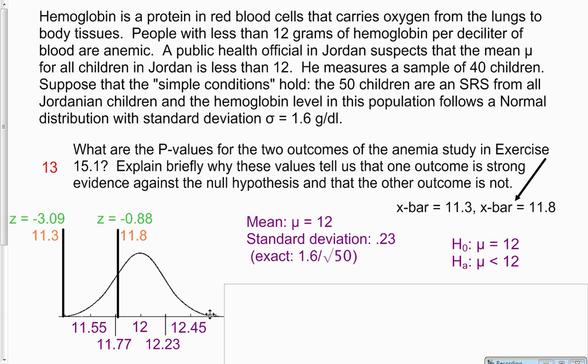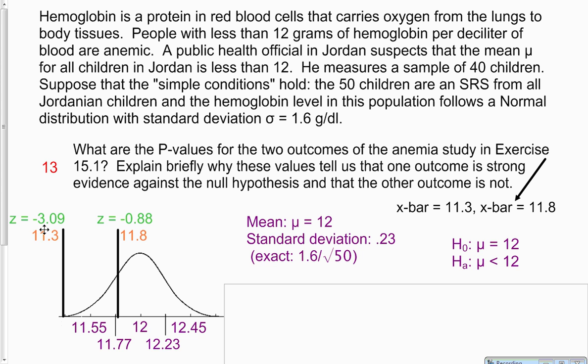Alright, now we're looking at number 13. Same set of problems. What are the p-values for the two outcomes of the anemia study in exercise 15.1? Explain why these values tell us that one outcome is strong evidence against the null hypothesis and that the other outcome is not. What we're going to do is look at those values that we had.